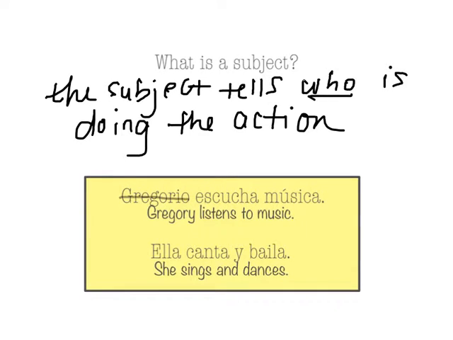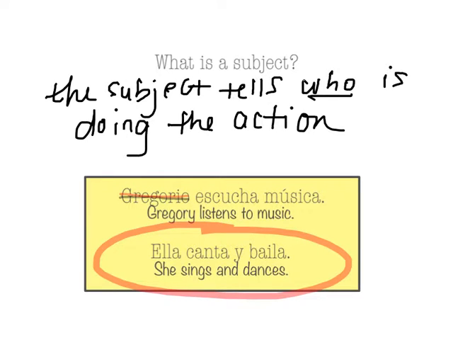So Gregory listens to music. Gregory is the subject because he is the person listening to music. That's what you guys already know how to do, to use a person's name like that. But in the second sentence, we don't have a name. Instead, we have she, ella. She canta y baila. She sings and dances. She is the person doing the action. As we go through this video, what you're going to learn how to do is replace the name with the he, she, etc.